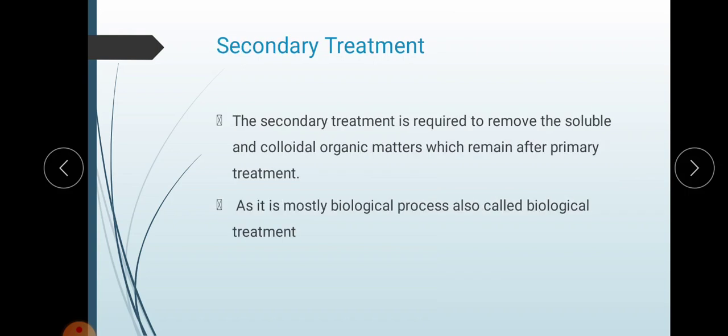And finally we are doing secondary treatment, and the secondary treatment is required to remove the soluble and colloidal organic matters which remain after primary treatment. So after this sedimentation process there may be soluble and colloidal organic matters. For removing these matters we are doing secondary treatment, and it is mostly a biological process, and it is also known as biological treatment.